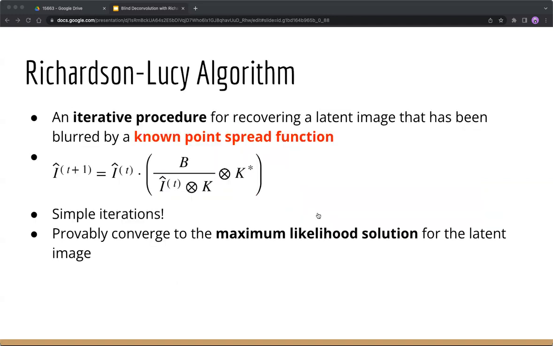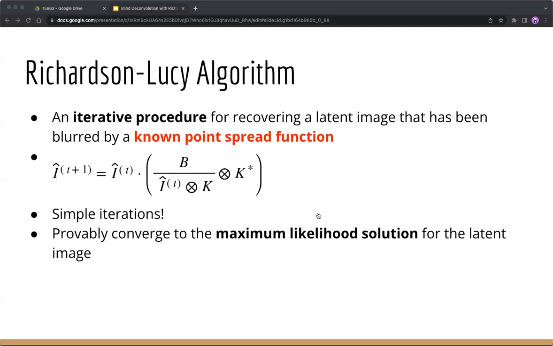First, let's take a look at Richardson-Lucy algorithm. It's an iterative approach for recovering a latent image that has been blurred by a known point spread function, PSF. Obviously, this specific algorithm cannot handle blind deconvolution, but we will see how it will help later.